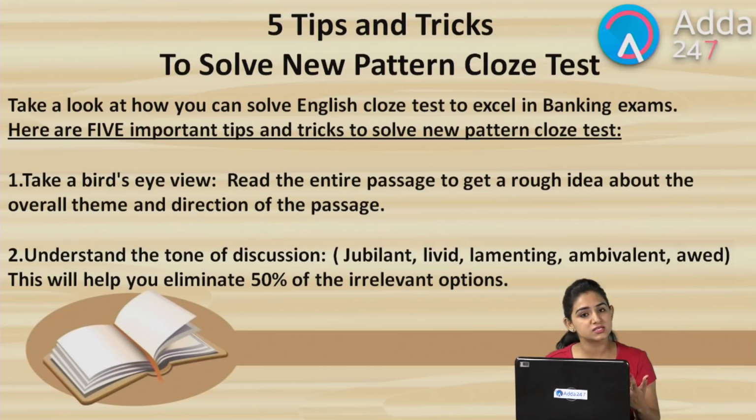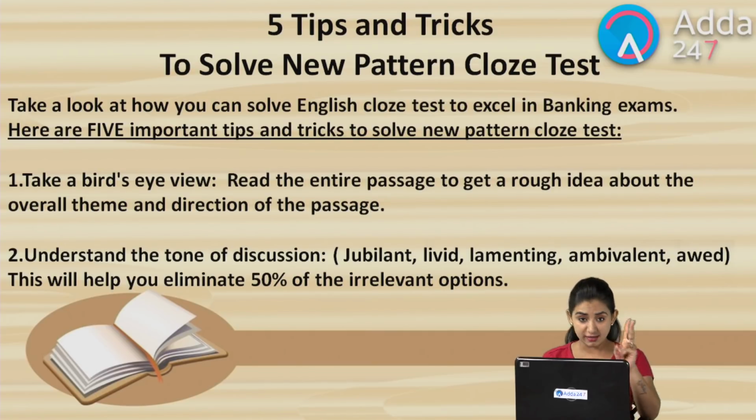What do you mean by bird's eye view? Read the entire paragraph to get a rough idea about the overall theme and direction of the passage. This is the first thing that I want you to do: without answering any question related to the paragraph, just read the whole paragraph and try to make out the theme and the direction, whatever the topic is referring to or whatever the passage is talking about.